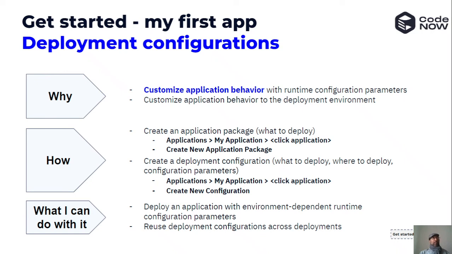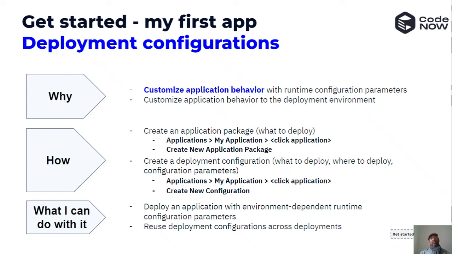The first case is, for example, you want to imagine that you have an application connecting to a database and you want to connect to a different database if you are deploying this application in a test environment or if you are deploying this application in the production environment. So you would put the database to connect to in a runtime configuration parameter that would be in a deployment configuration file, and the application would read that parameter at runtime.